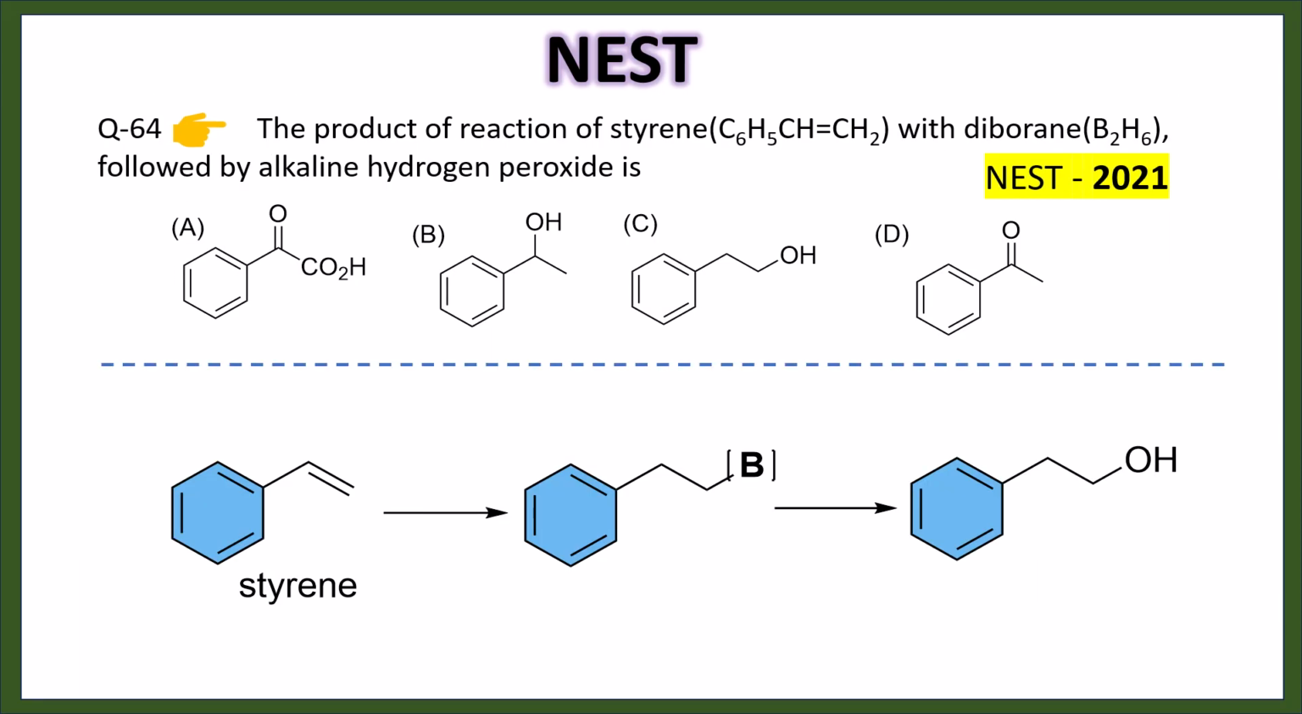Now question number 64. The product of the reaction of styrene with diborane followed by alkaline hydrogen peroxide gives. So this is the styrene, hydroboration gives this intermediate, further oxidation gives this alcohol. Here the correct option is this one.